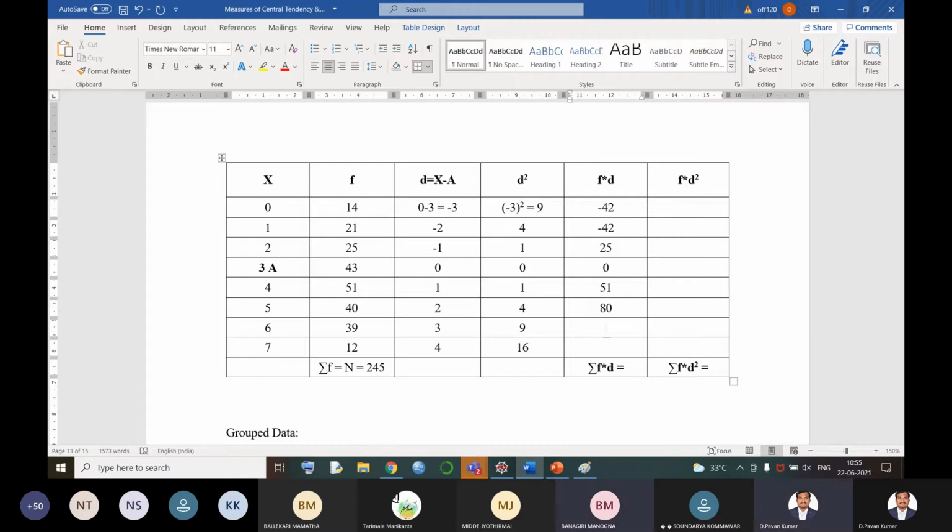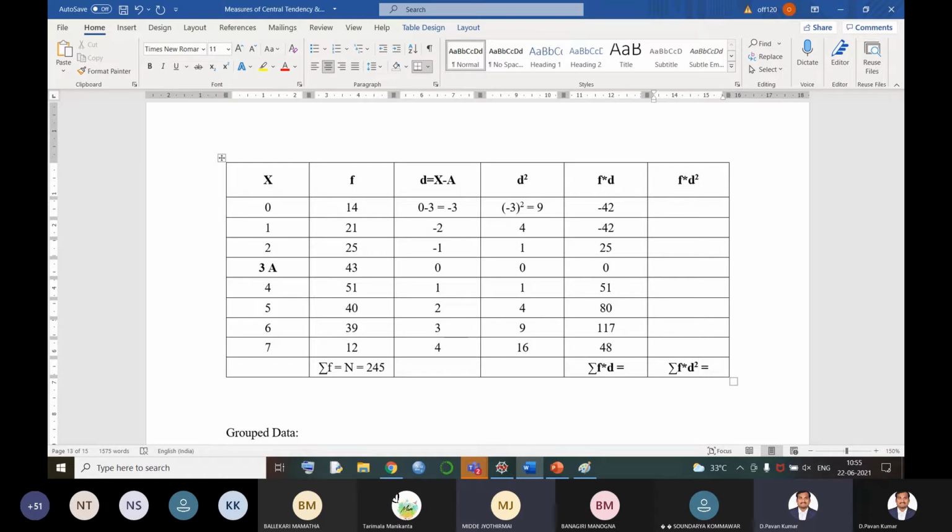I am finding f into d, not 40 into 4. I am finding 40 into 2. It's 80. Then 39 into 3 is 117. And the next one is 12 fours are 48. Okay, fine. Next column: now I'm going to multiply with d square.